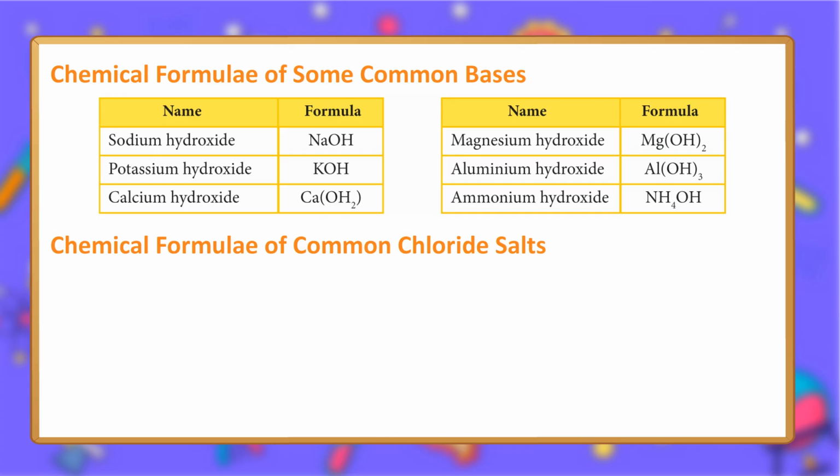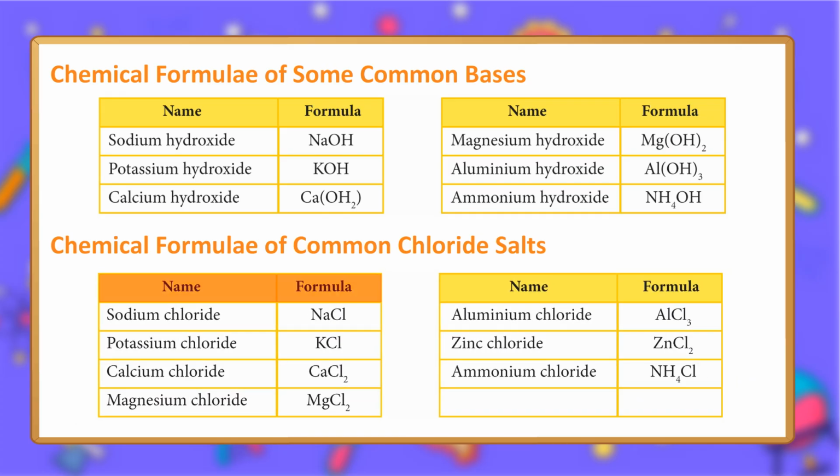Chemical formulae of common chloride salts. Name, formula. Sodium chloride, NaCl. Potassium chloride, KCl. Calcium chloride, CaCl2. Magnesium chloride, MgCl2. Aluminium chloride, AlCl3. Zinc chloride, ZnCl2. Ammonium chloride, NH4Cl.